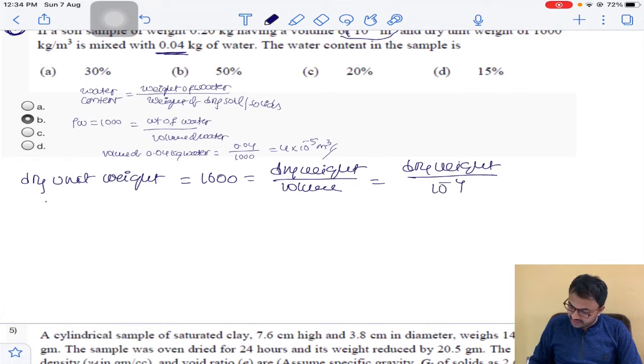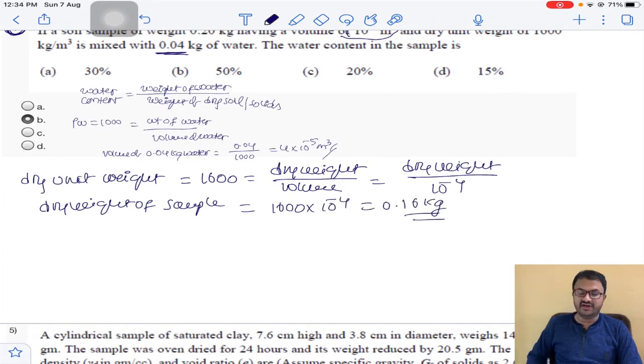So what is the dry weight of the sample? That is equal to 1600 into 10 power minus 4. You will get 0.16 kg. This is the dry weight. So that is, it may be weight of solids or dry weight of the sample. So water content means weight of water divided by weight of dry soil or weight of solids. This denominator portion we got, and in the numerator portion weight of water we need.